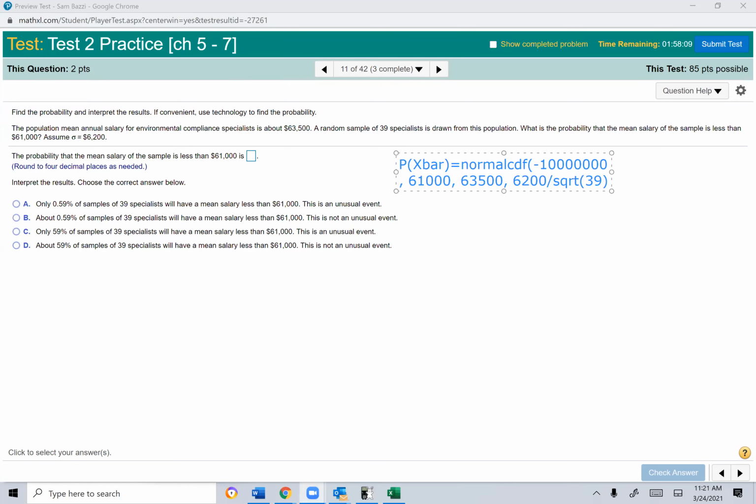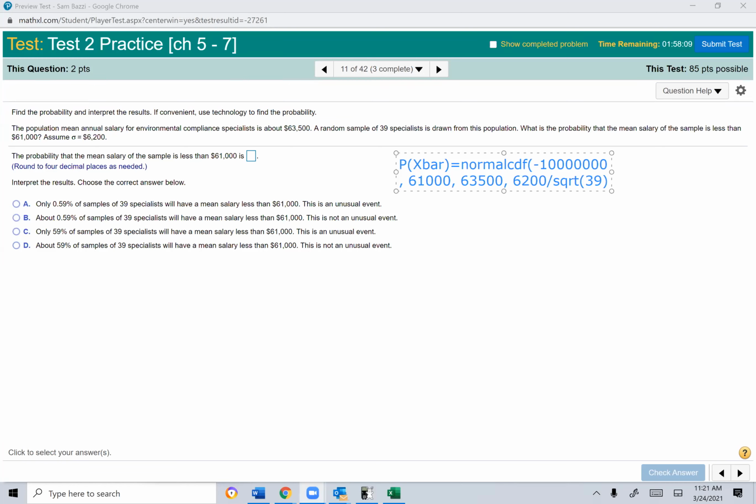So guys, every time the question is about the probability of the mean, look, it says find the probability for the mean, that the mean salary, you have to use sigma over square root of n. So it would be 6,200 divided by square root of 39 and paste. There you go. And that's the answer, 0.0059. If you change it to percent, it will be about 0.59%.